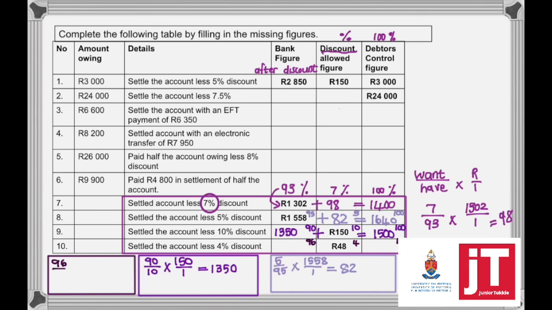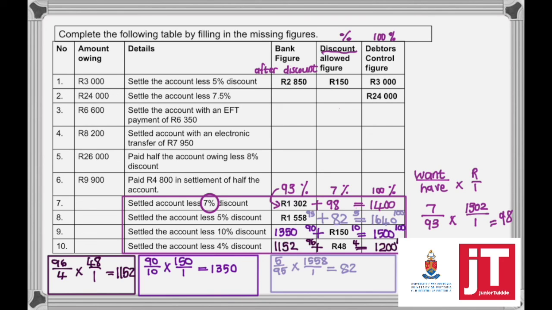The last one, 4% discount. So yet again, 96% is what they paid me, 4% is the discount. So want 96, have 4%, times the Rand value of 48 Rand gives me 1,152. I add the 48 Rand and I get the owing amount of 1,200 Rand.